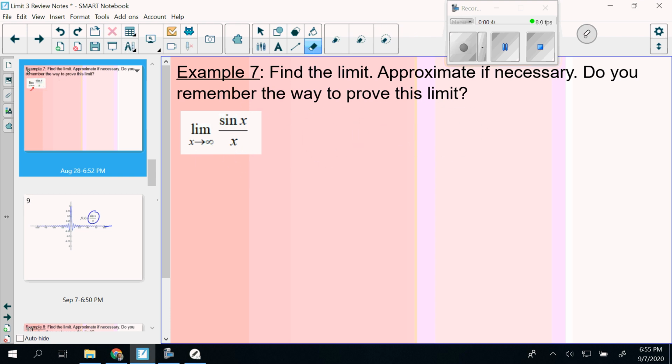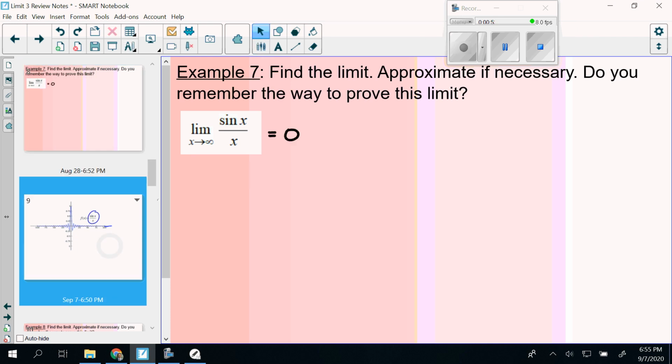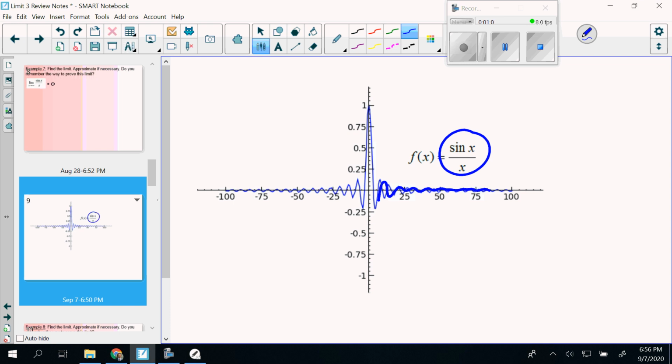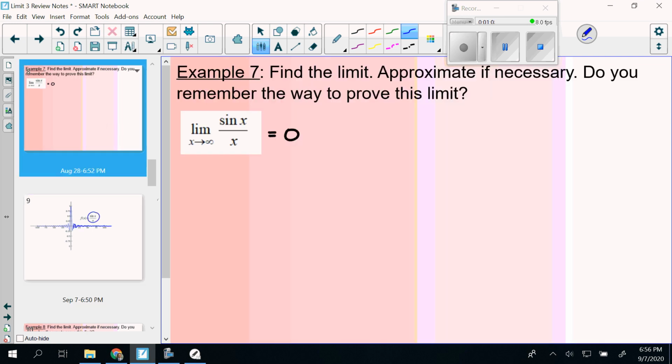And so my guess here is that this limit is going to end up being 0. In fact, if we look at this graph, you can see here that for sine of x over x, it's kind of this wave, but this wave keeps getting closer and closer to 0. So yes, it doesn't look like, in fact, we got it right. Do you remember the way to prove this?